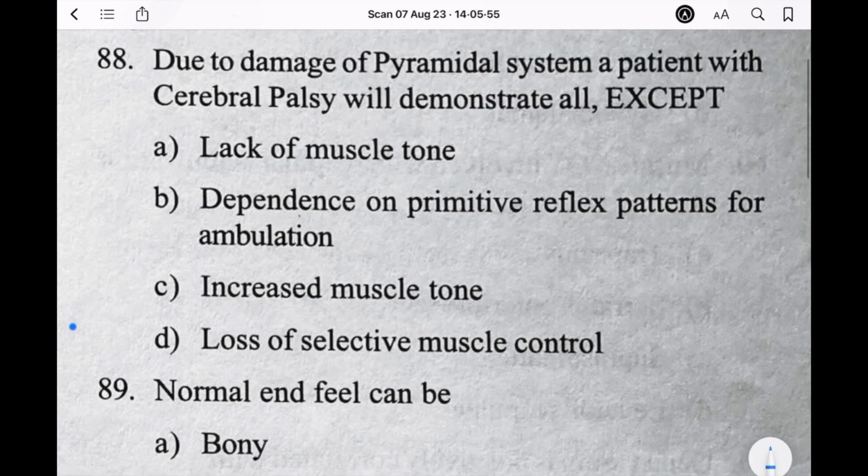Question number 88. Due to damage of pyramidal system, a patient with cerebral palsy will demonstrate all except lack of muscle tone, dependence on primitive reflex pattern for ambulation, increased muscle tone, and loss of selective muscle control. So correct answer is A, lack of muscle tone.